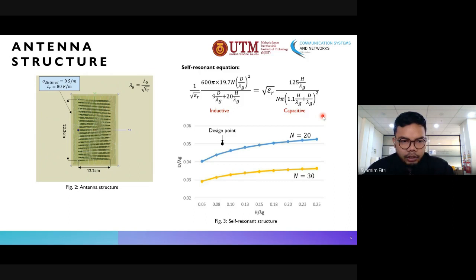Then by adjusting the value of H and D, the resonance is achieved at 13.67 megahertz for 20 and 30 numbers of turns, as shown in this graph. So, next.